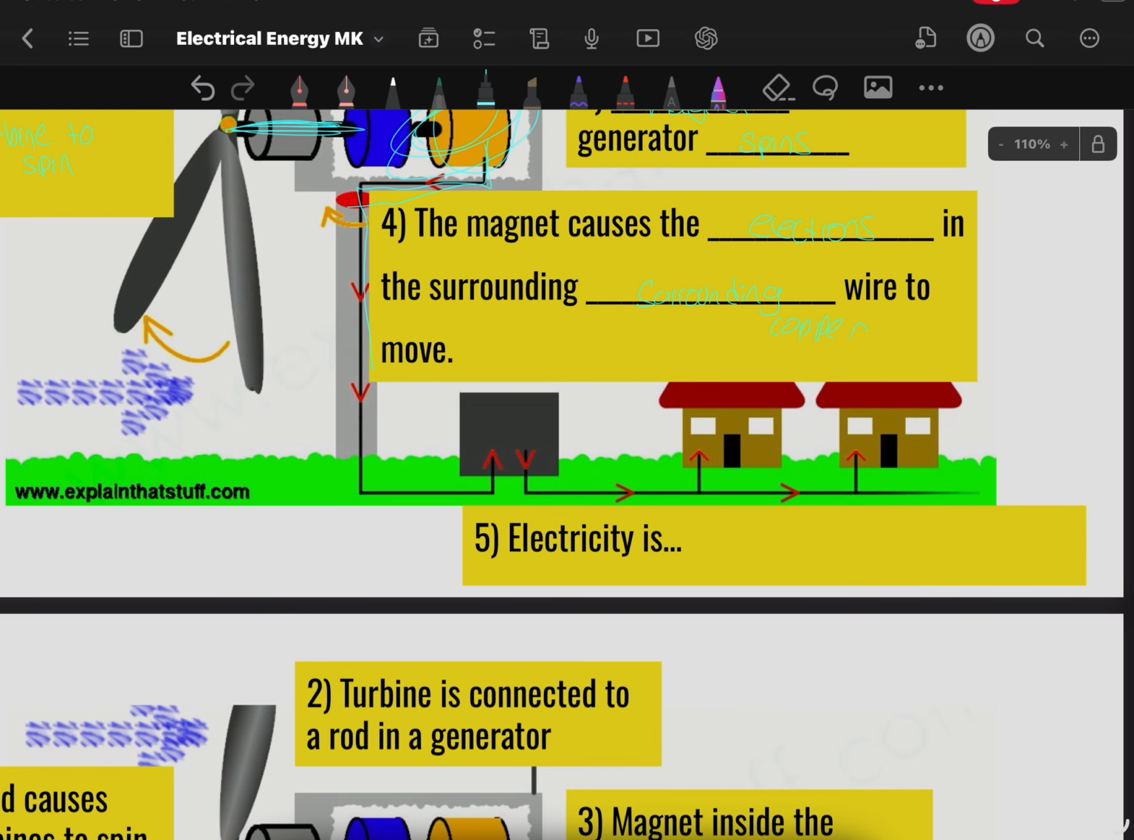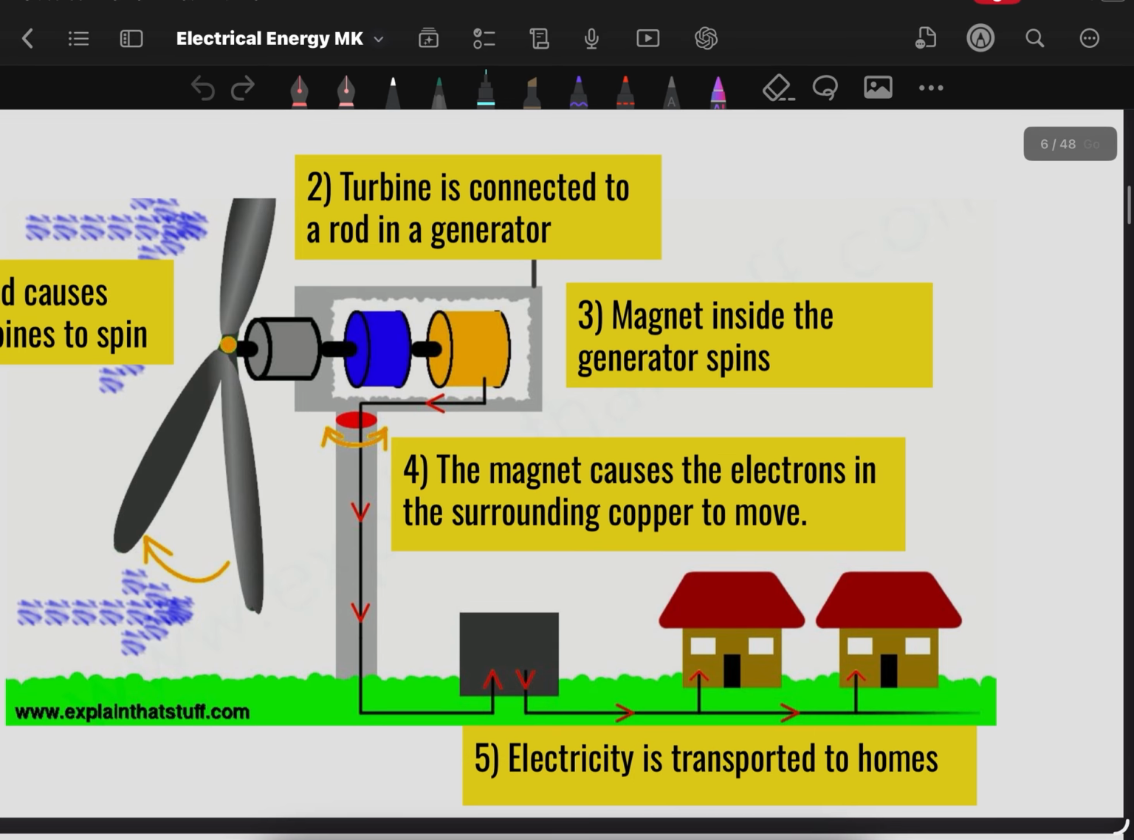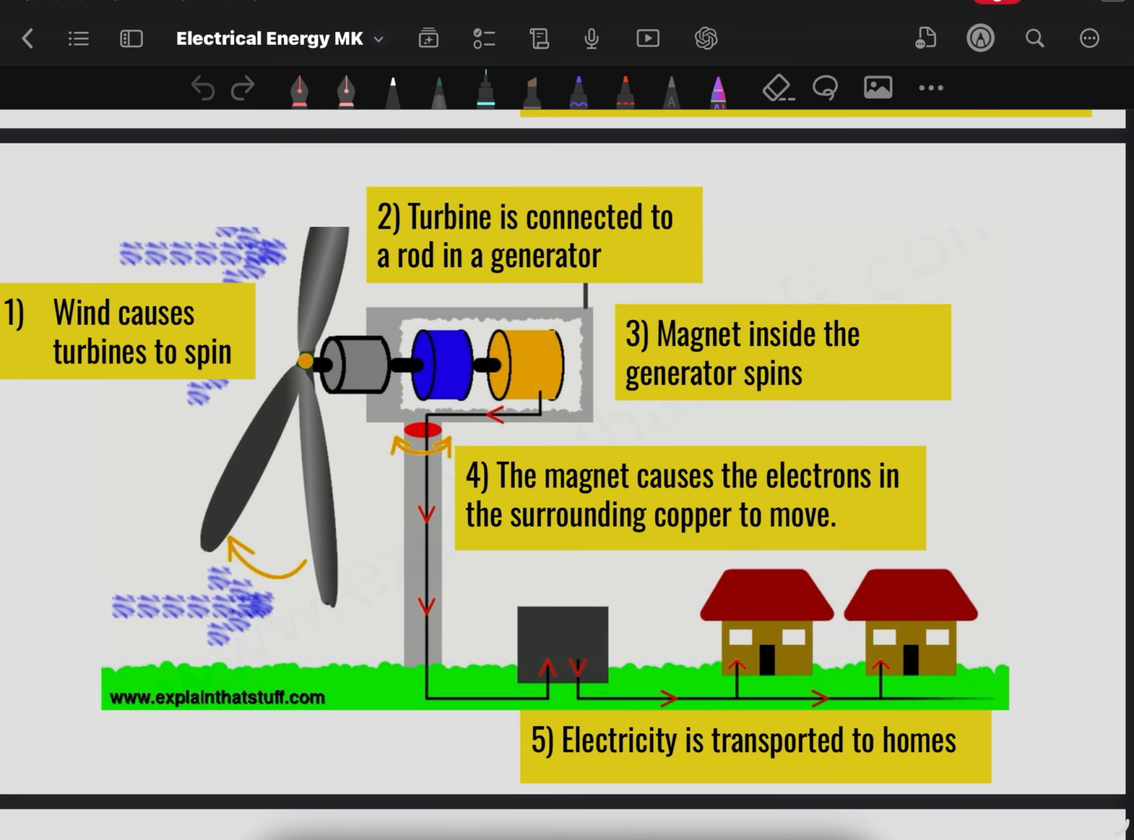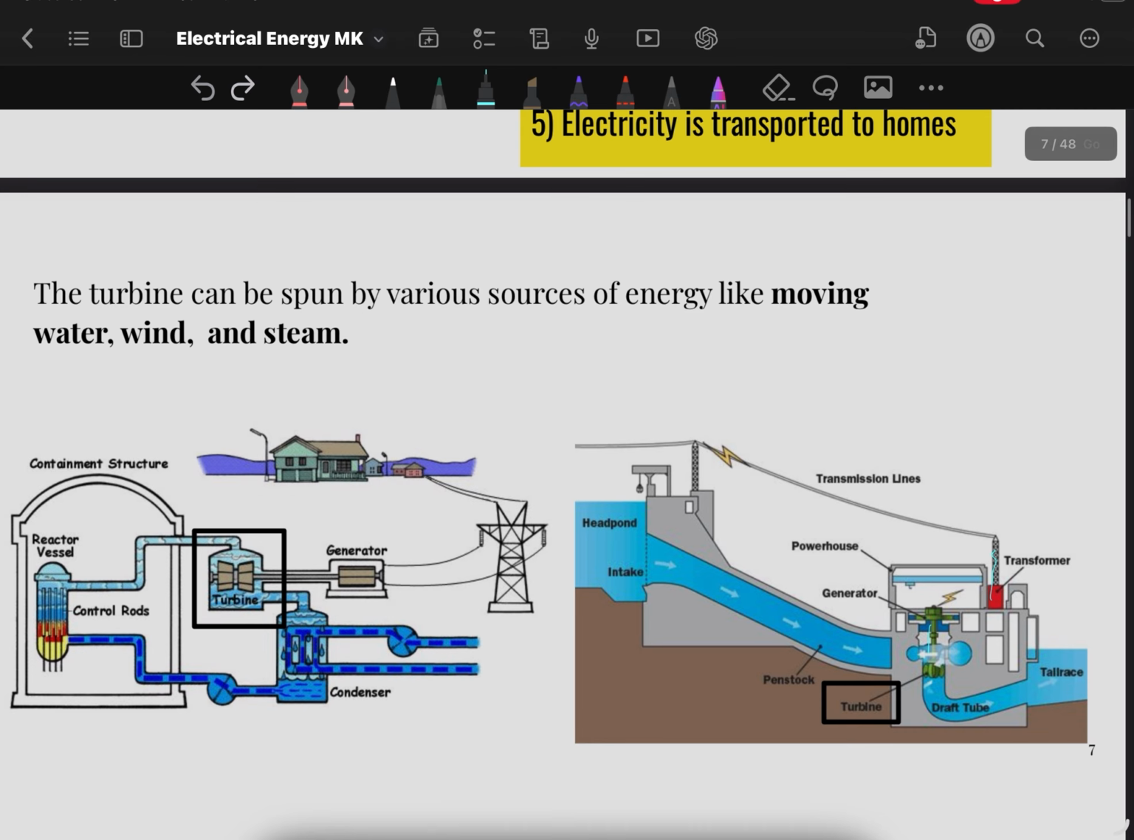Now, after this, electricity is transported to homes. This could be through a lot of things, such as step-up transformers and a lot of these types of units, which essentially convert it into ways that our homes can use. So here's another cleaner diagram of it, in case you guys want to take notes. So now we have a couple of applications, as I mentioned earlier: moving water, wind, steam.